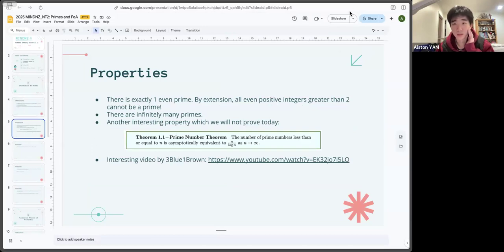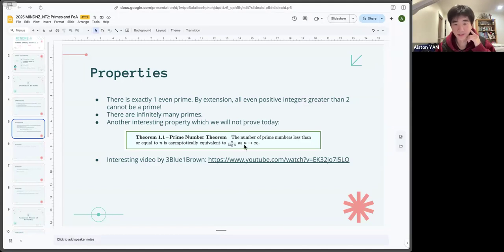Let's go over some properties of the primes. I think the first intuitive thing is that there is exactly one even prime, and that number is 2. Why is that? Because any other even number larger than 2 will always be a multiple of 2, and in addition to 1 and itself, it will have more than two factors, so it is not a prime. And there are infinitely many primes, and we'll prove that later as well.